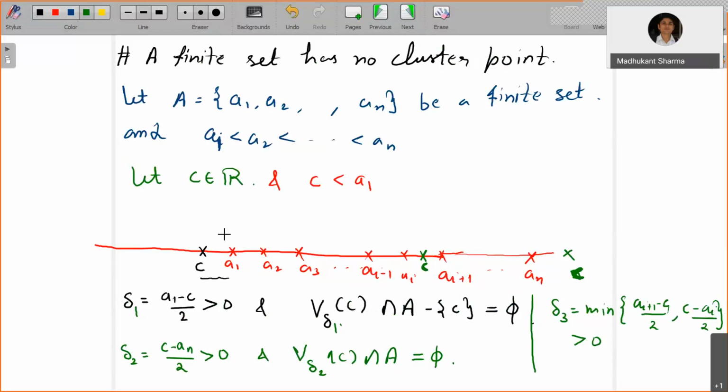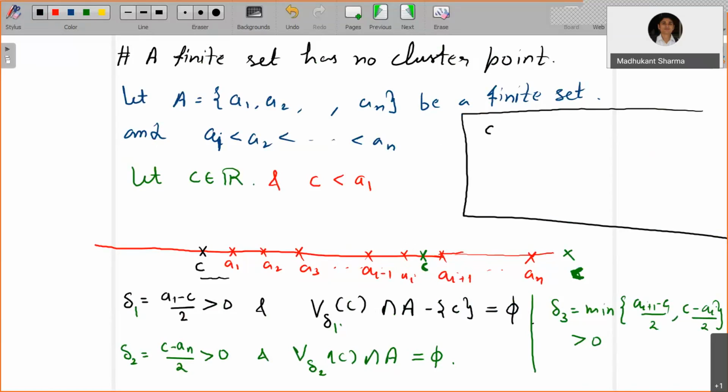Now suppose the point C lies on a point of A. So suppose C equals ai. In this case, when C equals ai, you can choose delta 4 equal to the minimum of (a(i plus 1) minus ai) by 2, comma (ai minus a(i minus 1)) by 2.